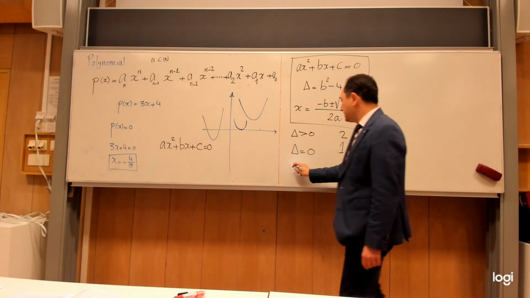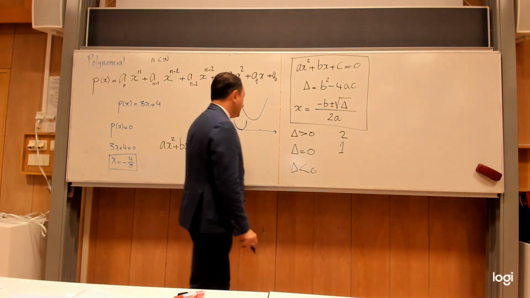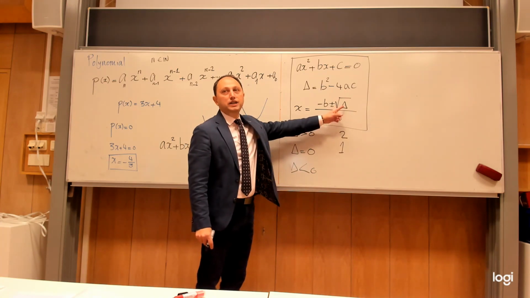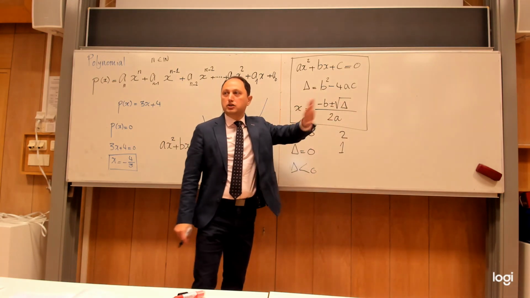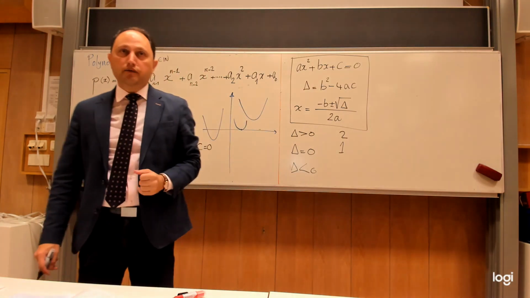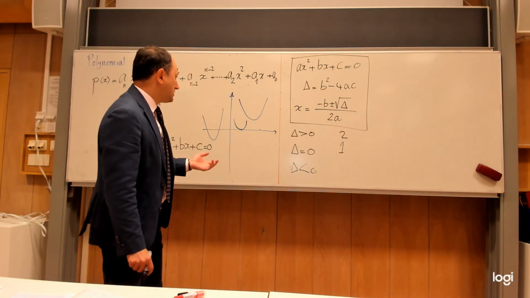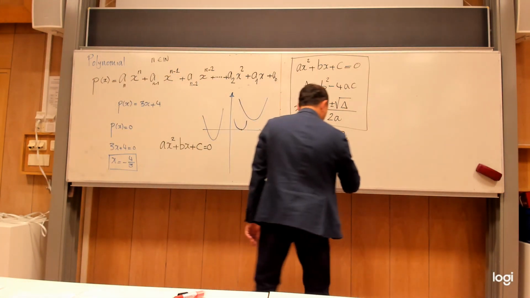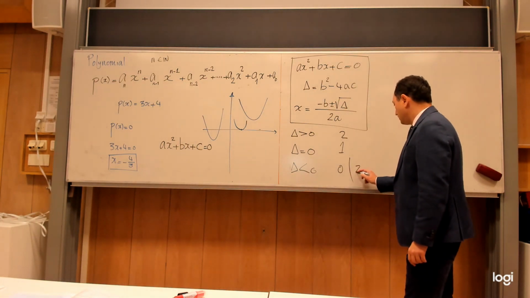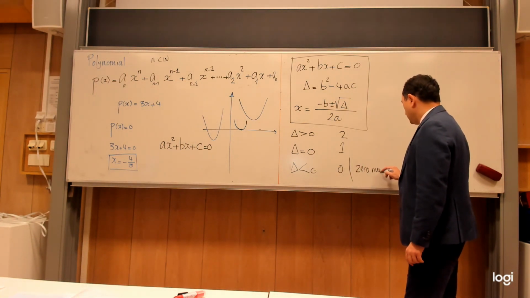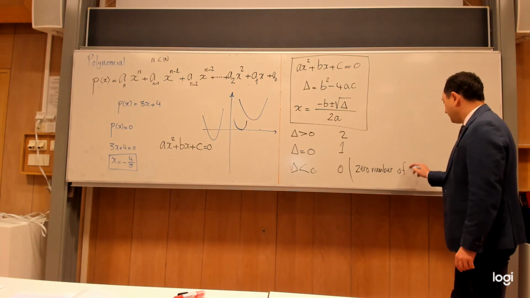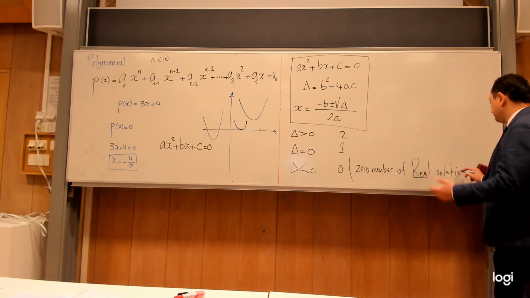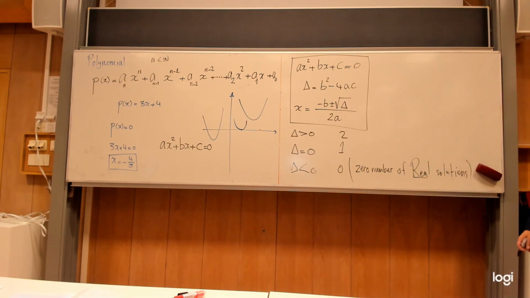And if delta is negative, the square root of delta is not a real number. If we exclude complex numbers, then we do not have any solutions. This is why you do not see any intersection. So this would be 0, and if I want to emphasize, 0 number of real solutions, but still I have complex numbers which we'll study in math for.